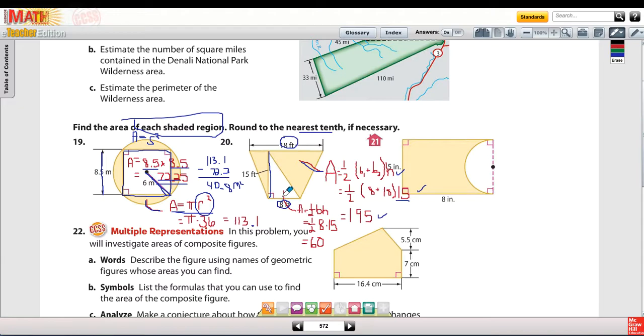For the triangle here, we have area equals 1/2 base times height, 1/2 of the base, which is 8, times the height, which is 15, and we get 60. Again, we have a total of 195. Take away the part that's not shaded, 60, and we get a final answer of 135 square feet.